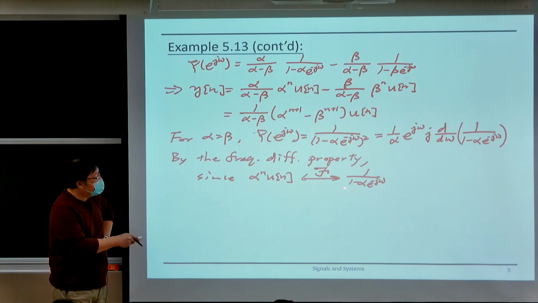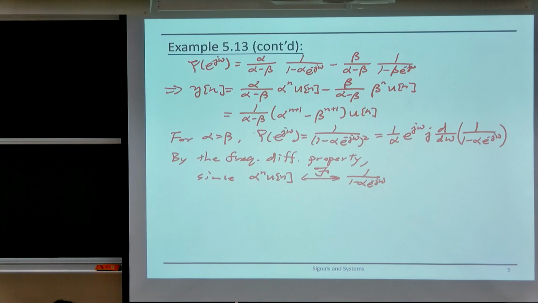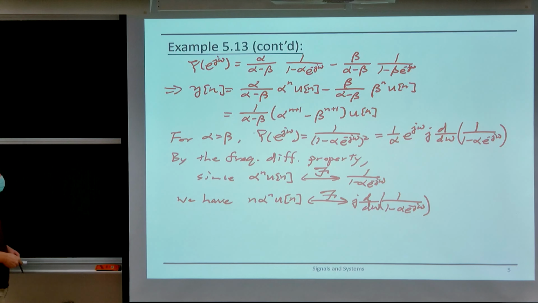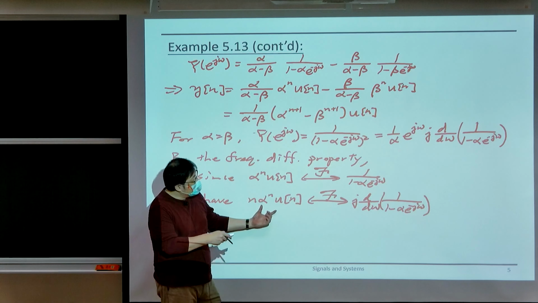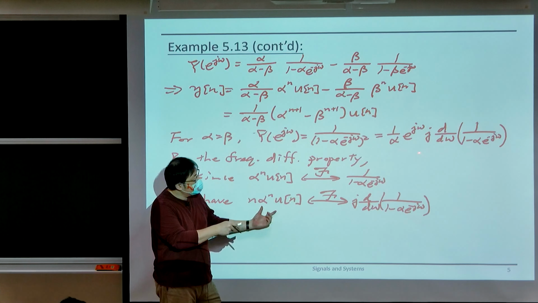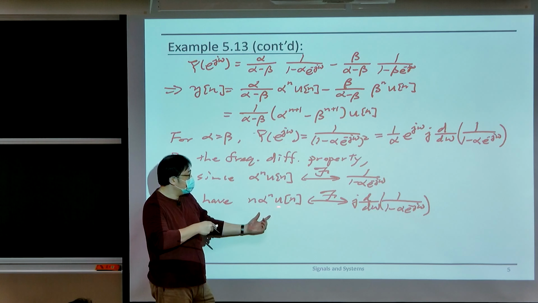therefore, if I take j times the derivative of this, it should have a time domain signal that is n times alpha to the n u[n]. So this n alpha to the n u[n] has a Fourier transform equal to the derivative of this term. So we know that this term here has a Fourier transform that is this.